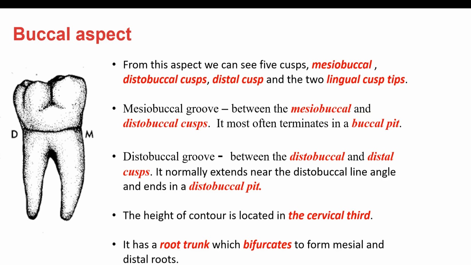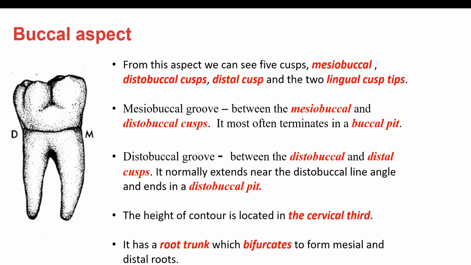From the buccal aspect, we can see all the 5 cusps. If you remember what I said at the end of the lecture for maxillary molar, I said that the lingual cusps in case of mandibular molar are slightly taller compared to the buccal cusp. So when we are looking from the buccal aspect, we can see all the 3 buccal cusps, yes of course, but we can also see the tips of the lingual cusp, as you can see here.